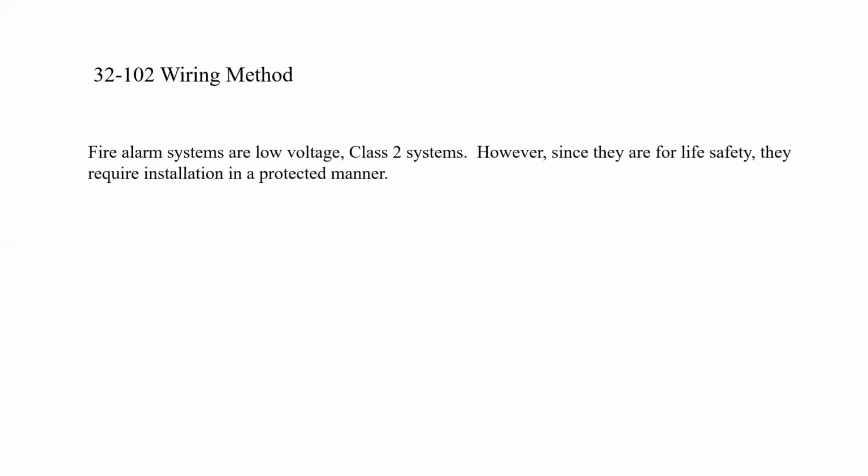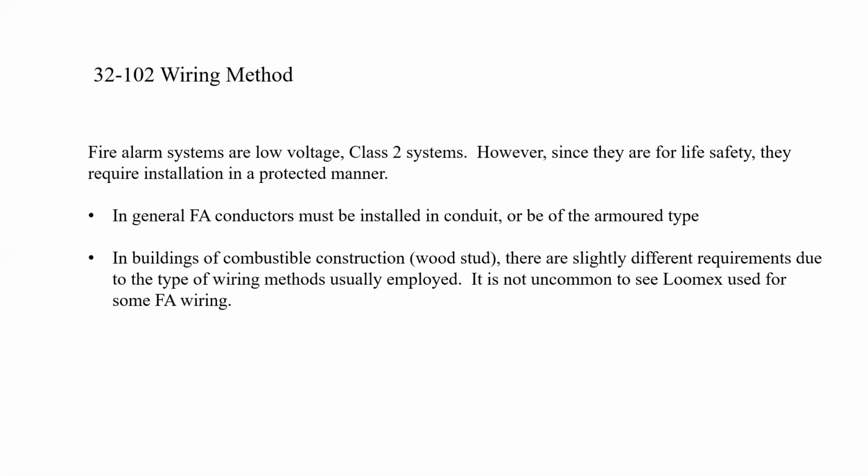32102 covers the wiring methods of fire alarm systems, and again, very general top-down approach. There are more specifics related to the installation of fire alarm conductors when it comes to Class A and DLCA and DLCB. Now, fire alarm systems are low voltage, Class 2. However, since they're life safety, they require installation in a protected manner. In general, fire alarm conductors must be installed in conduit or be of the armored type.